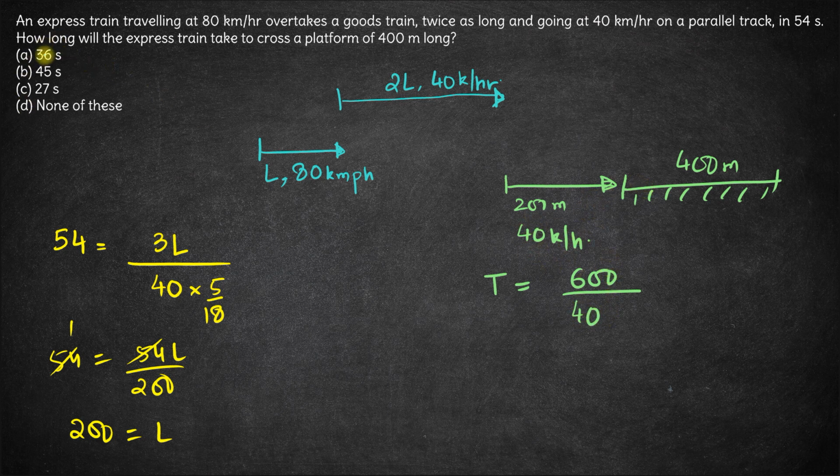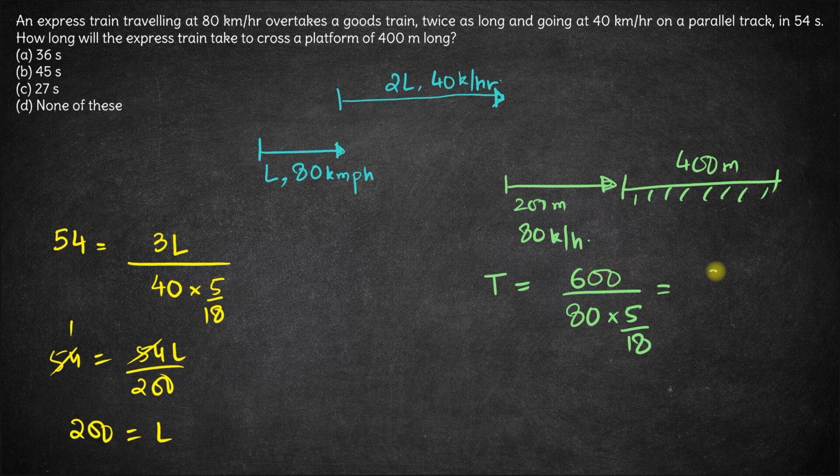But since we have to give the answer in seconds and the distance is given in meters, again, we'll have to convert this into meters per second by multiplying it with 5 by 18. Okay? So, 5 into 40 is 200, 600 by 200 is effectively 3 and we have 3 times of 18. Sorry, I made a mistake here. The speed of the express train is 80. So, this must be 80 actually. This should be 80, right?